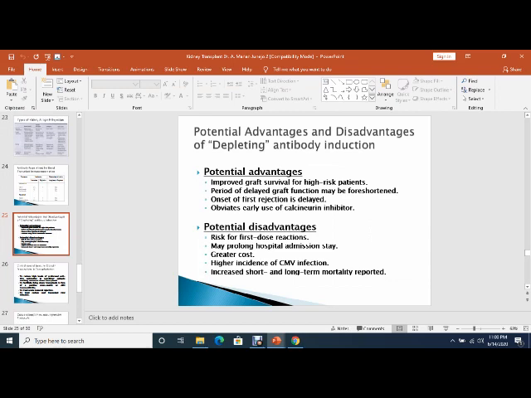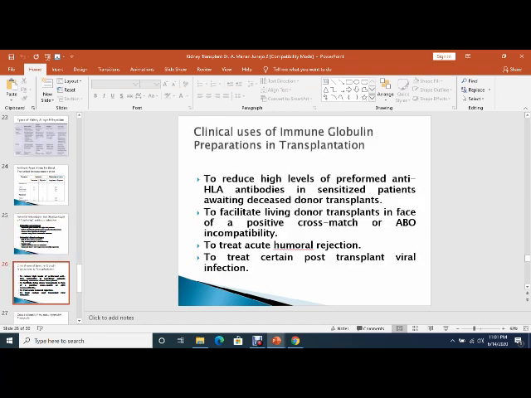So what are the potential advantages and disadvantages of depleting antibody induction? The advantages: it improves graft survival for high-risk patients, the period of delayed graft function may be shortened, and onset of first rejection is delayed. The potential disadvantages: risk of first-dose reaction, it may prolong hospital stay, greater cost because the drug is costly, and higher incidence of CMV infection.